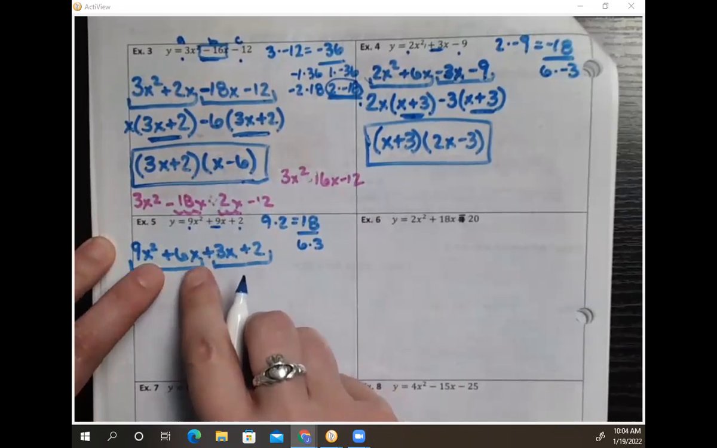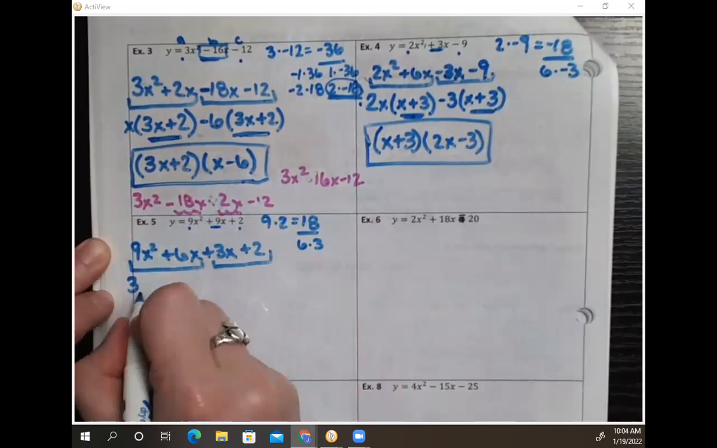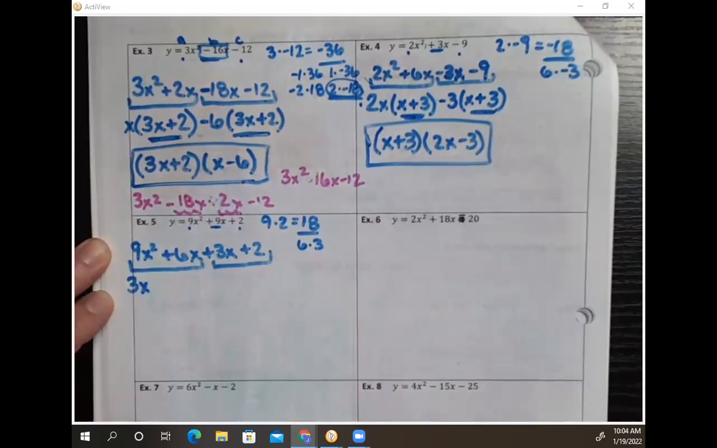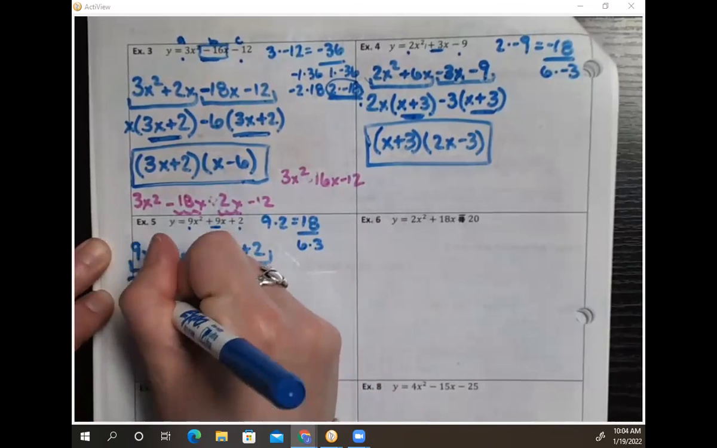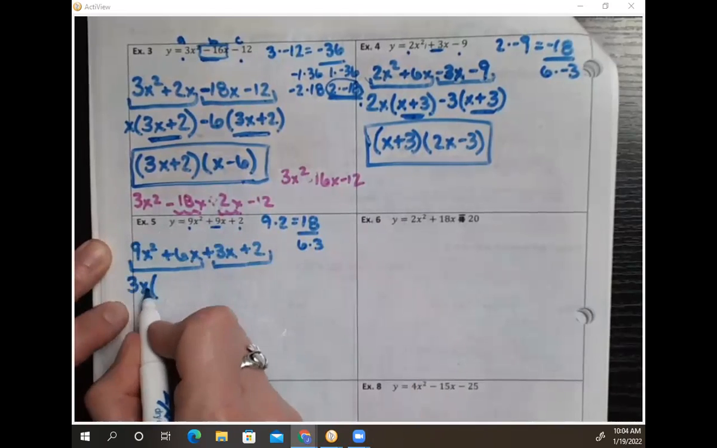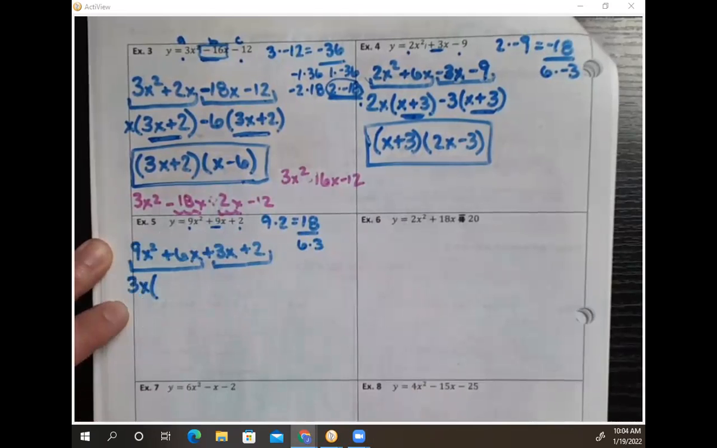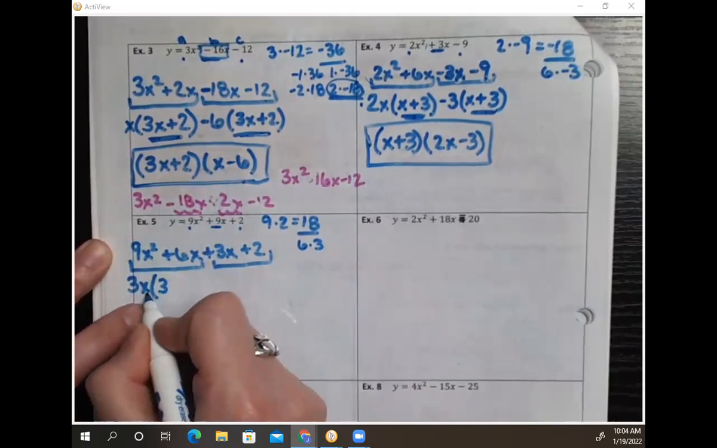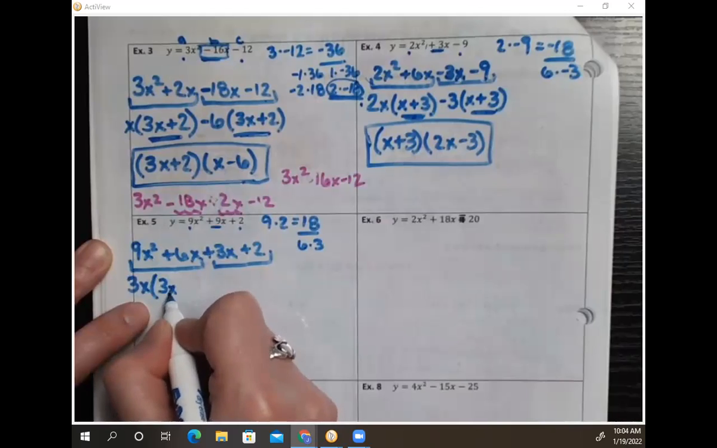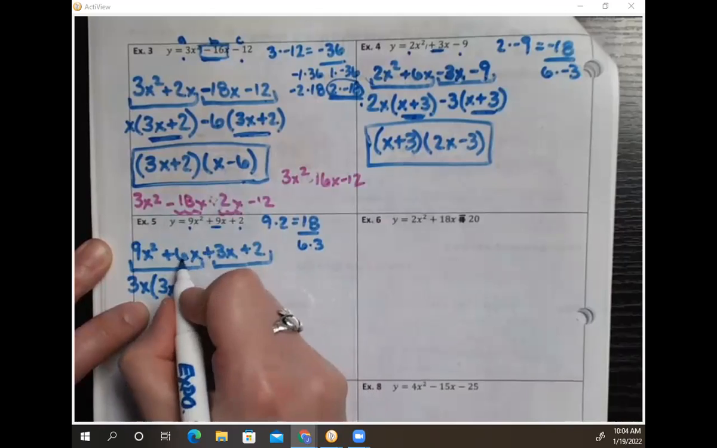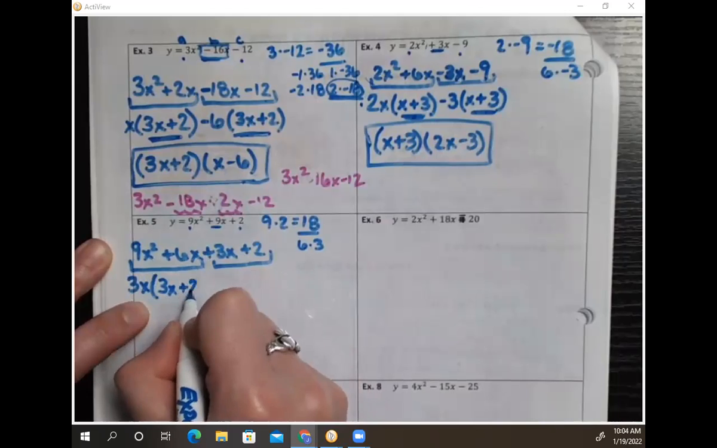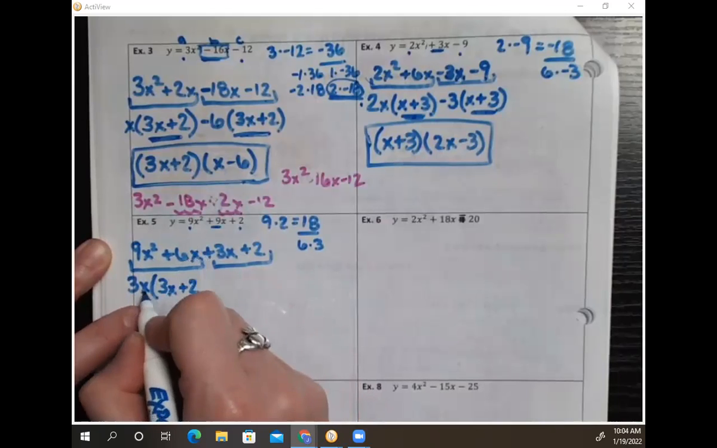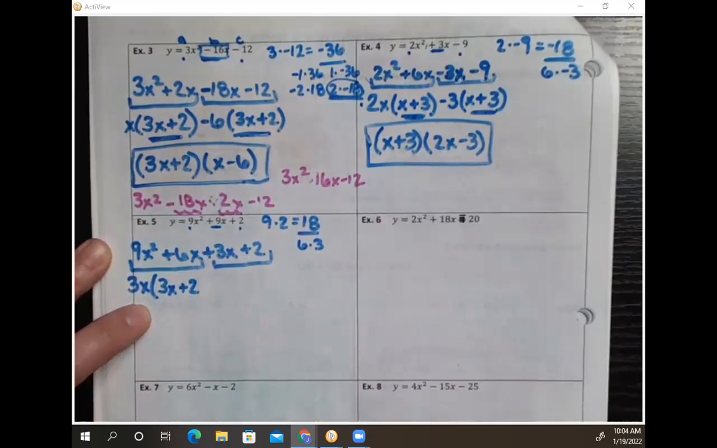And then again, I've got x and x in both of these. So that means I can pull out an x as well. So 3x would be my GCF there. And then when I divide 3x out of each term, 9 divided by 3 is 3. X squared, divide out an x, leaves me with just an x. 6 divided by 3 would give me 2. And then x divided out, we've got no more x here.